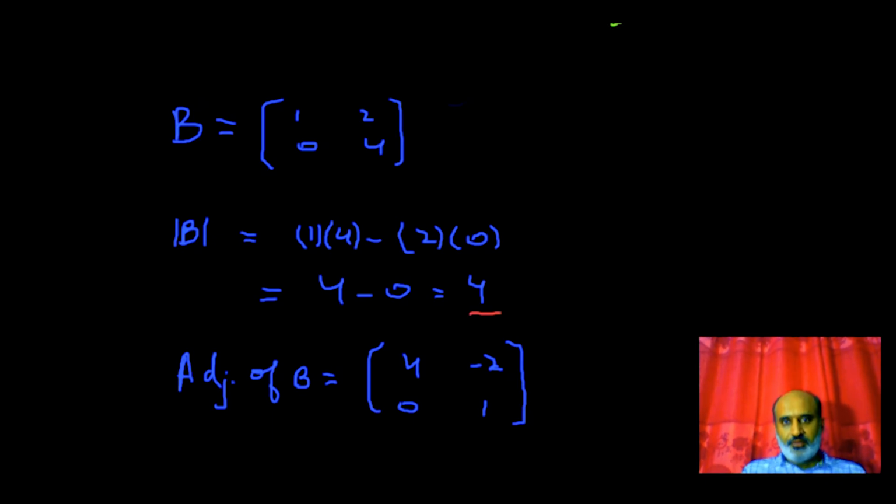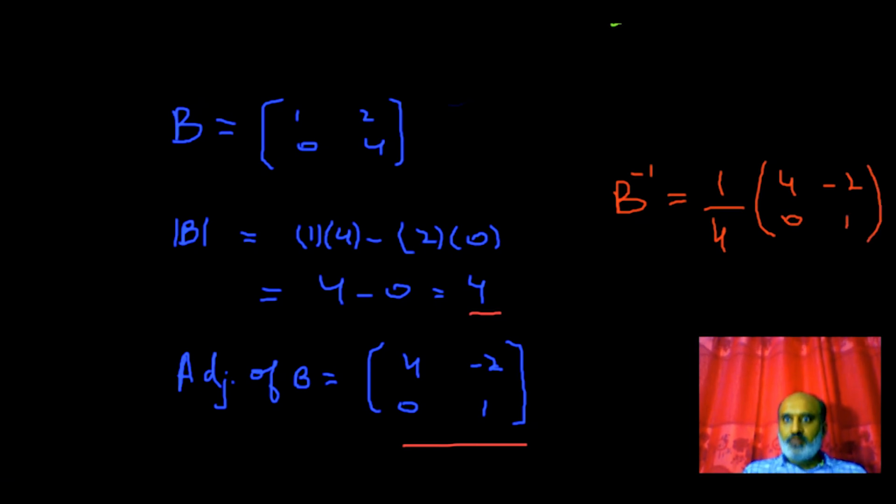I have the value of the determinant, I have the value of the adjoint. So what I'm supposed to do now is find out the B inverse. B inverse is equal to 1 by determinant. The determinant is 4, and the adjoint is 4, negative 2, 0 and 1. So simply divide this 4 inside the bracket. 4 by 4 you'll be getting 1, negative 2 by 4 you'll be getting negative 1 by 2, and 0 by 4 you'll be getting 0, and 1 by 4 will remain as it is. So this is the B inverse.